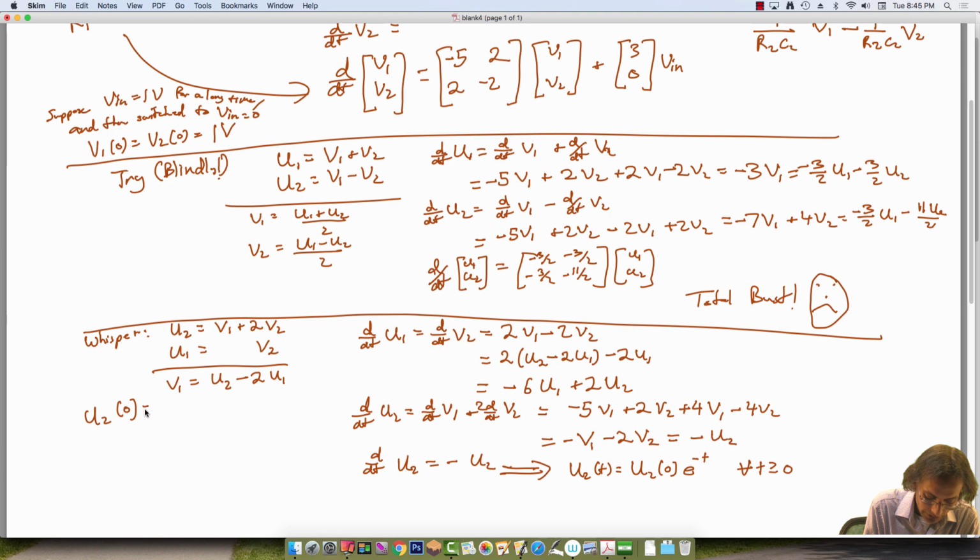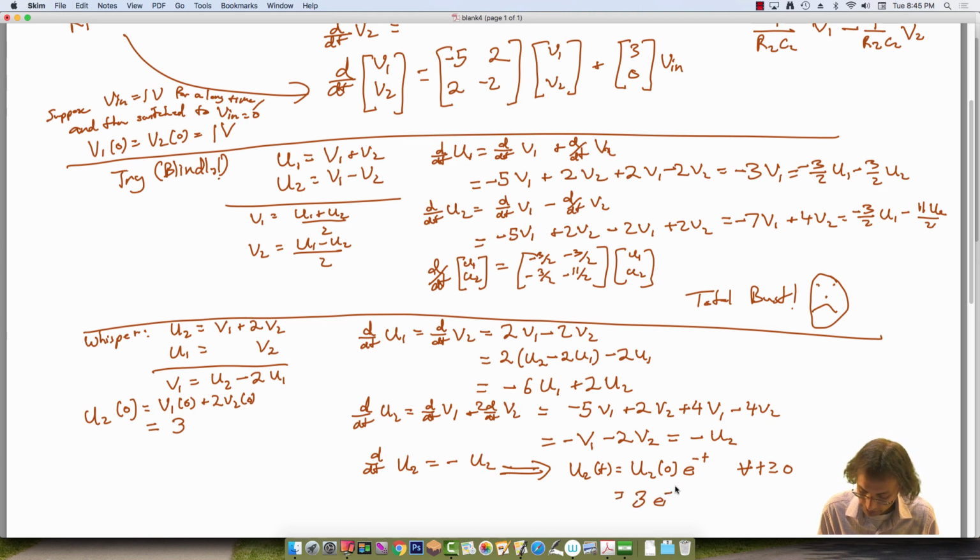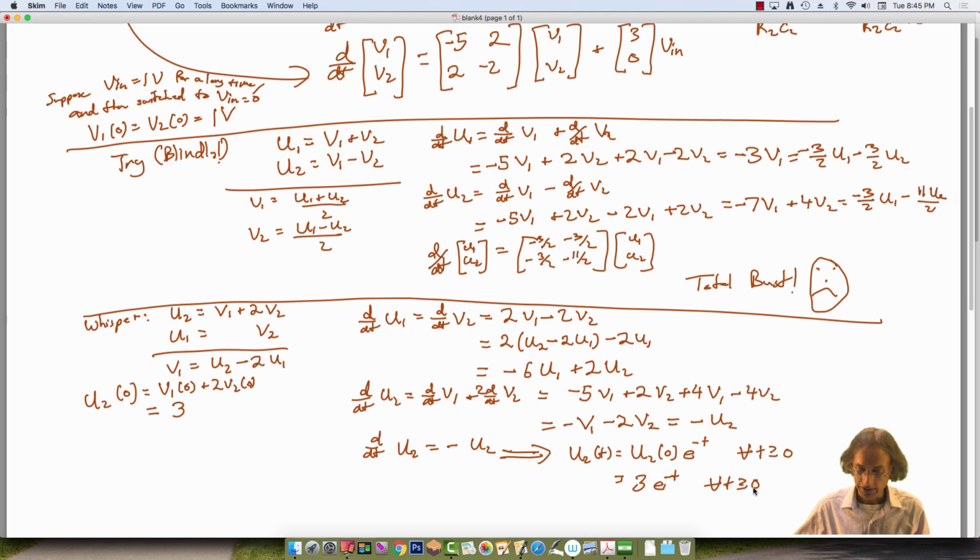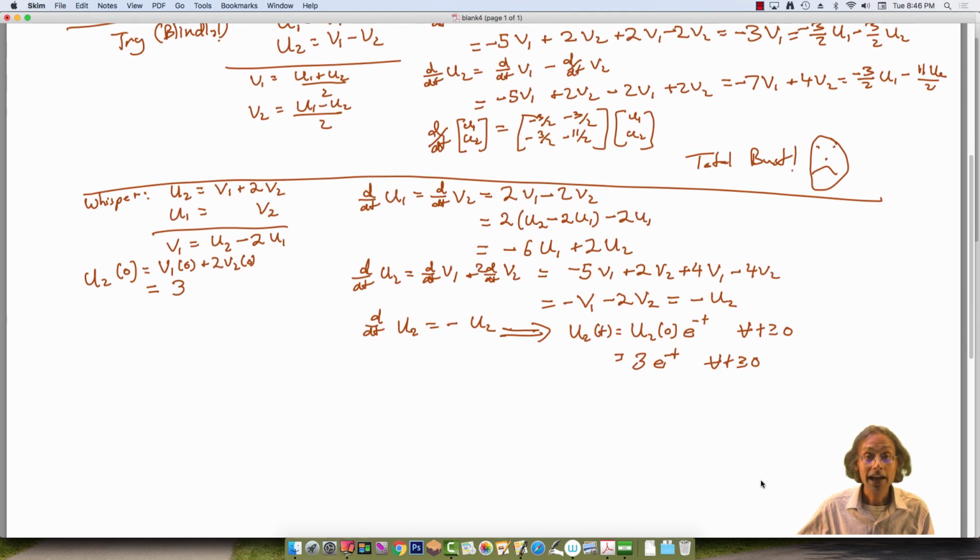U2 of 0 equals V1 of 0 plus 2 V2 of 0, which equals 3. So this is 3 e to the minus t, again for all t greater than or equal to 0. Okay, that's pretty good. We know how to solve this. But now we know what U2 is, which means we can do the same thing that you did in Gaussian elimination: after you solve for one variable, you back substitute it in.